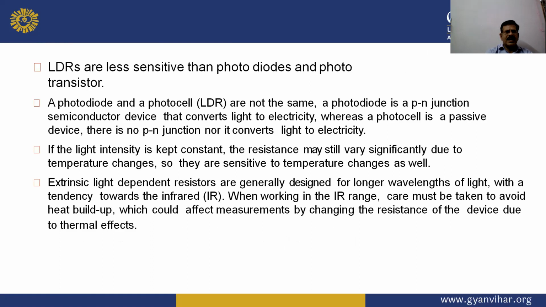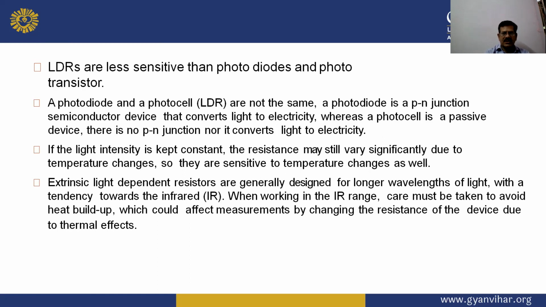Now, LDRs are less sensitive than photodiodes and phototransistors. The photodiode and photocell are not the same. A photodiode is a PN junction semiconductor device that converts light to electricity, whereas a photocell is a passive device. There is no PN junction, nor does it convert light to electricity. So the simple LDR is a passive device.